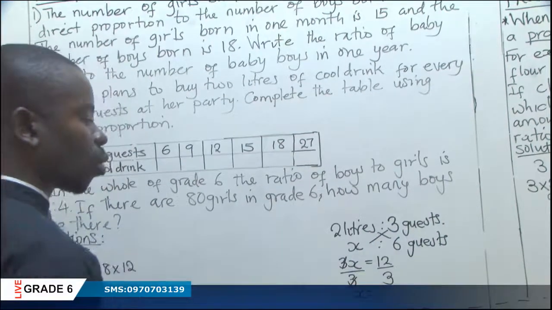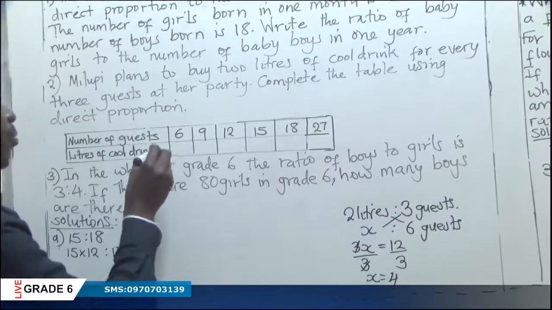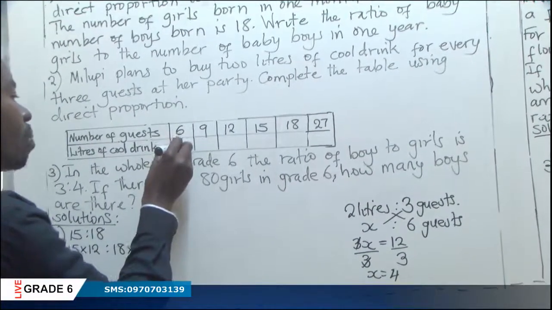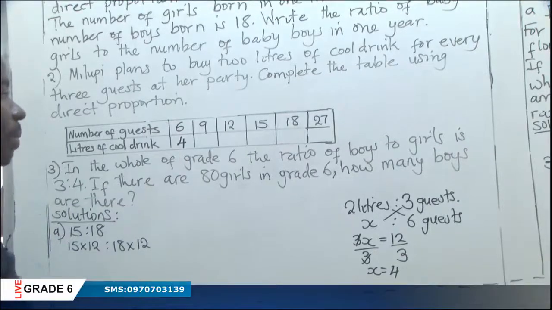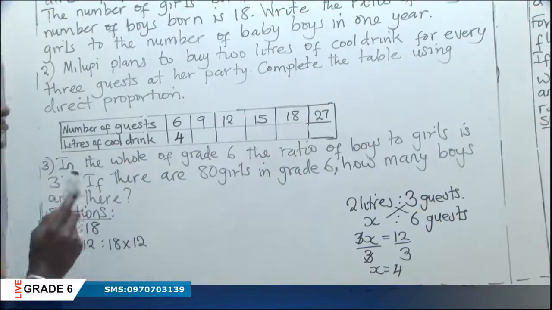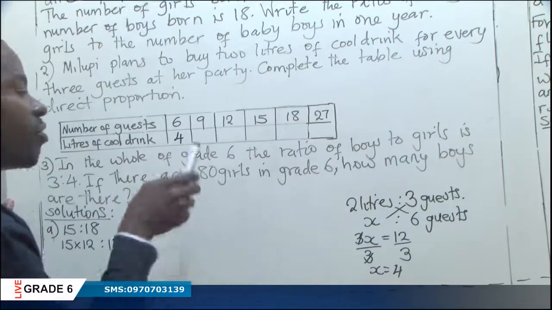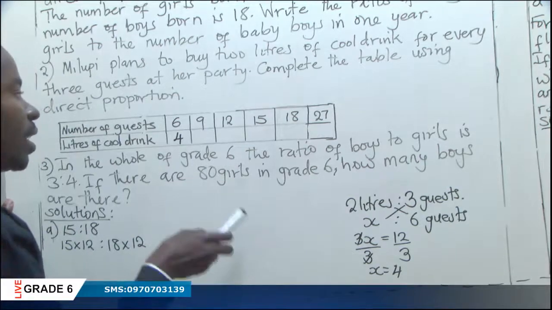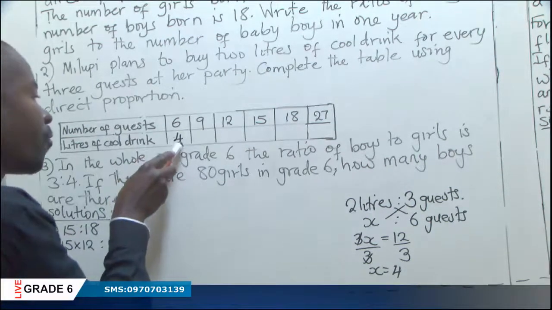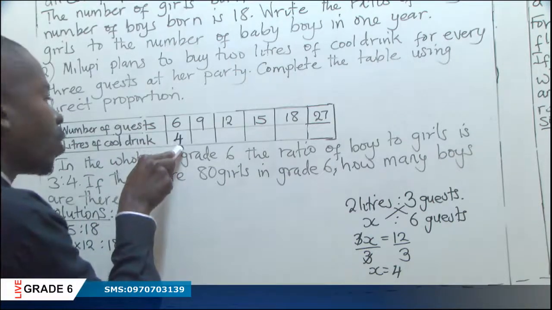So our X is equal to what? 3 into 12, boys and girls, 3 into 12 is 4. So it means that for 6 girls, he will buy 4 liters. Now, boys and girls, we know that Mulungushi buys 2 liters for every 3 girls. Now, we know that for 6 girls, he has to buy 4 liters.